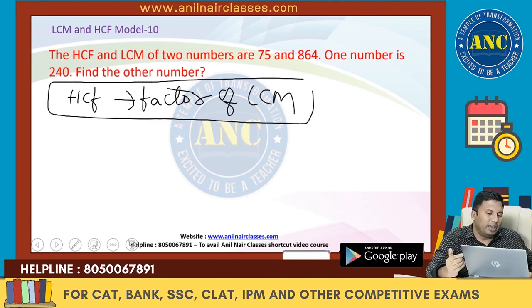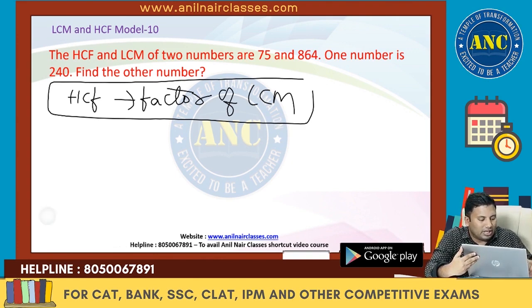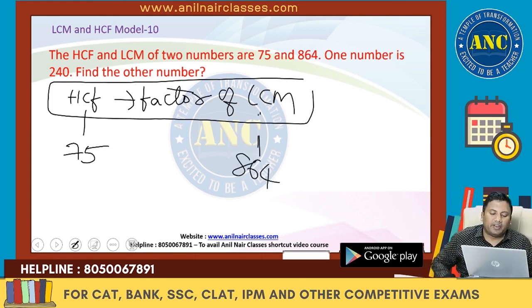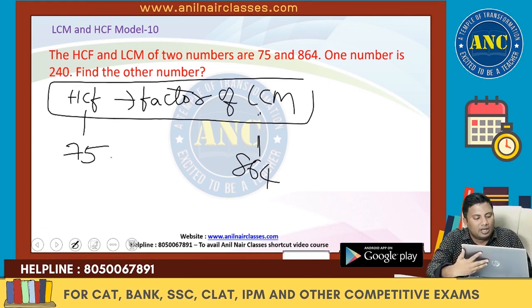HCF should be a factor of LCM. The HCF we got is 75 and the LCM is 864. First check whether 75 is a factor of 864. 864 is a multiple of 4, but 75 has no multiple of 4 in it. So 75 is not a factor of 864.